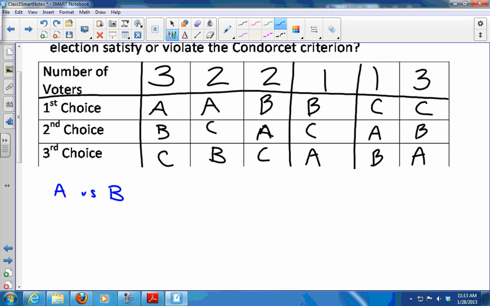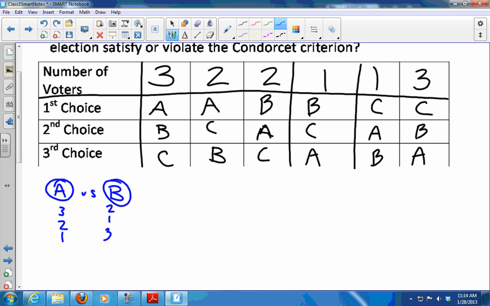So these three people would choose A. These two people would choose A. So we've got 3 and 2. This next column, would they choose A or B? B. And this column, B. So we've got 2 and 1. And then my last column, I've got A gets 1 and B gets 3. 1 and 3. So they tie. 6 and 6.